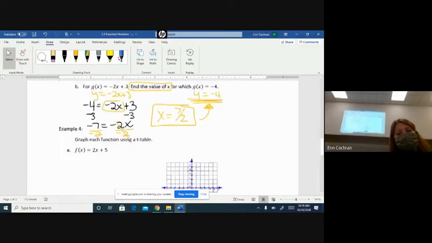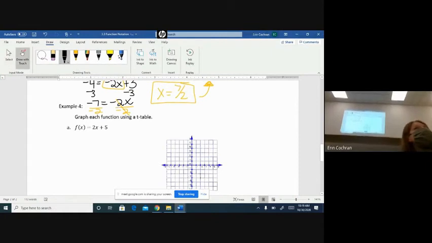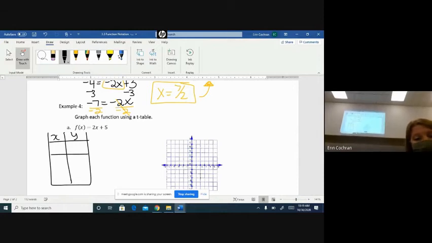All right. Now we're going to graph using a t-table. Do you guys know what a t-table is? It's a table that has our x values and our y values. Okay. Now, real quick here. What kind of function is this? Is this linear or nonlinear? Well, what's f of x mean again? Y. So this is just y equals 2x plus 5. Is that linear or nonlinear? This is linear, isn't it? So since this is linear, we are going to have a straight line, right?